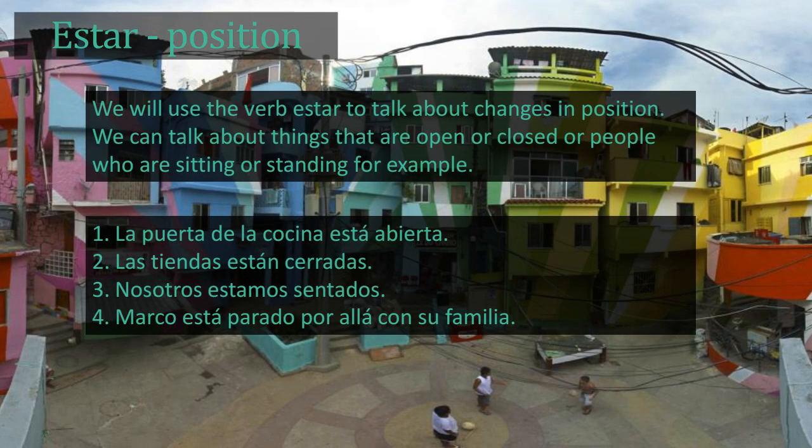Now we're going to be looking at the verb estar, and we're going to be looking at the different uses and some examples of each. So when we want to use estar to talk about position, most commonly we're going to be talking about maybe something's opened or closed, or if someone's standing or sitting. Those are at least just a couple of examples that we'll use a lot.